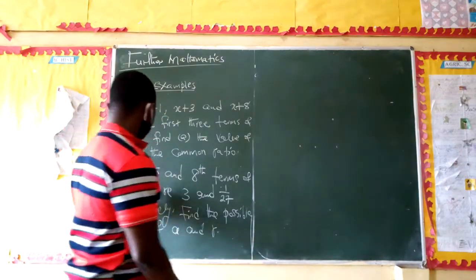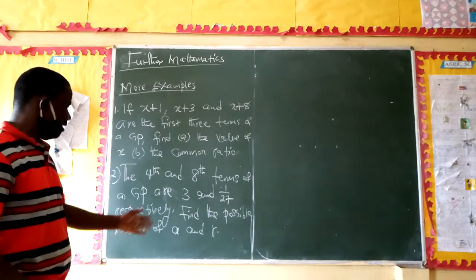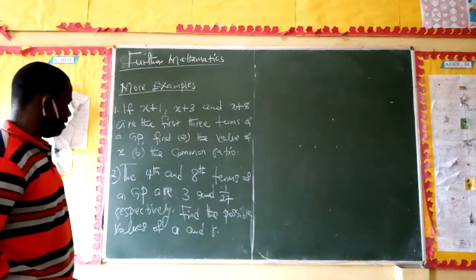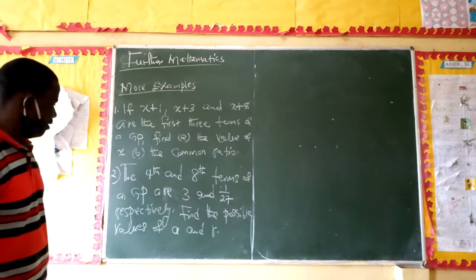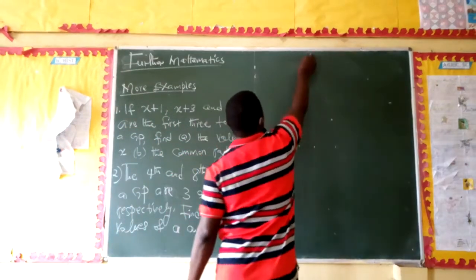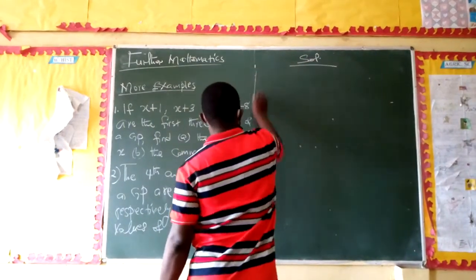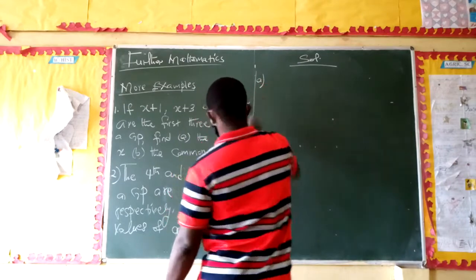Okay? And then the second one: the fourth and eighth terms of a GP are 3 and 1/27 respectively. Find the possible values of A and R. So let's start with the first one. Solution, the first one, A.